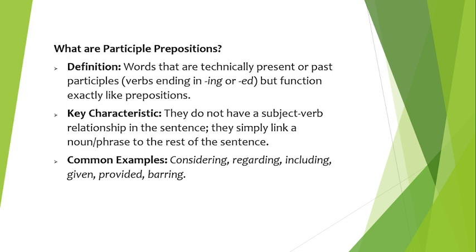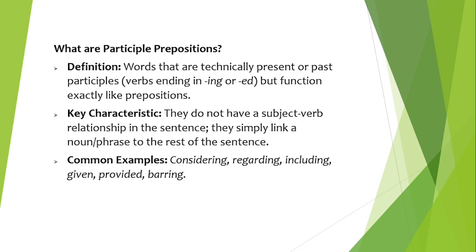What are participle prepositions? Let us first understand the definition. A participle preposition is a word that comes from a verb but works like a preposition in a sentence. Normally, verbs show action. But when these words act as prepositions, they do not show action. Instead, they connect ideas in a sentence.